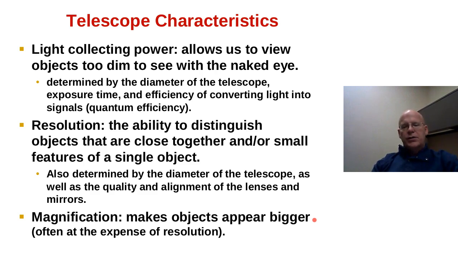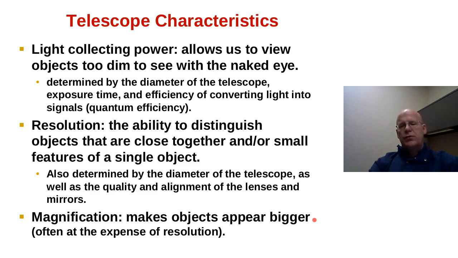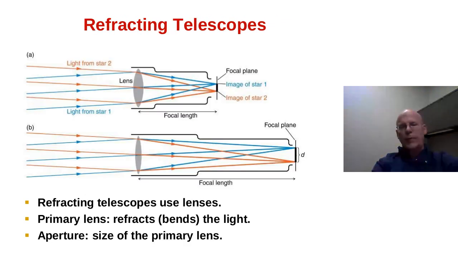It allows us, especially if we're looking with our eyes, if you're doing amateur astronomy and you just want to have a nice picture, it'd be nice if it got bigger. The problem with magnification is that it's usually at the expense of resolution. So you get a bigger picture, but it's more blurry. So astronomers don't really worry too much about magnification. So how does a telescope work?